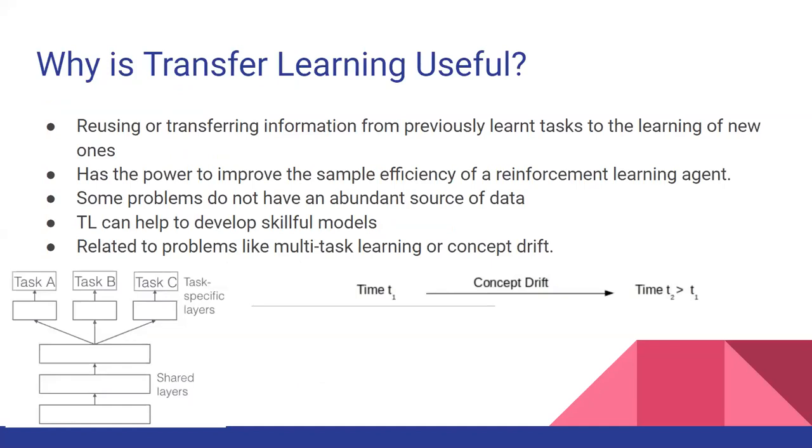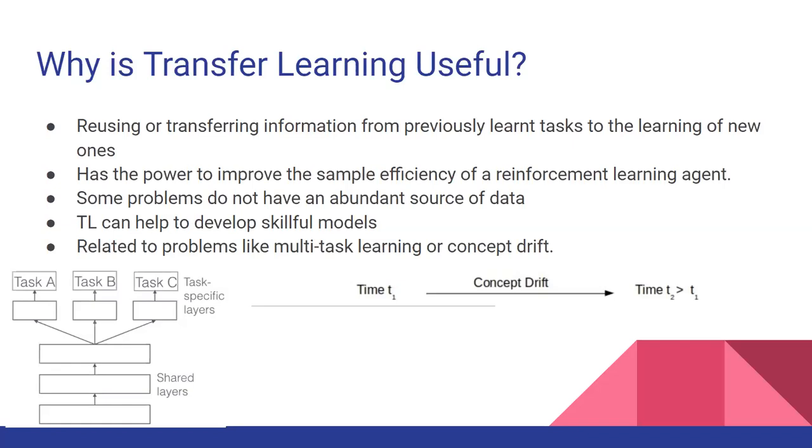So, why is transfer learning useful? Transfer learning is useful because it helps reuse or transfer information from previously learned tasks to the learning of new ones. And that basically means what I said earlier, taking information from one task and applying it to another task.